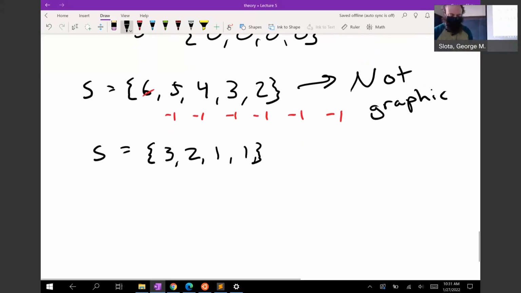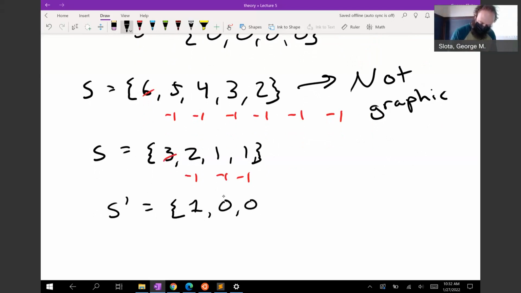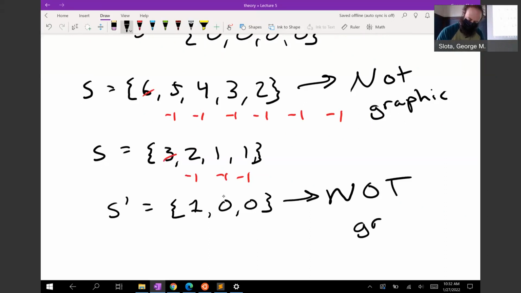Another example right here. I mean, we could tell right away it doesn't hit the necessary condition of the degrees summing to an even value. But now let's see what happens if we try anyways. Why not? Give it a go. Okay. Oh, wow. Checks out. Step 1 complete. Is S prime graphic? Well, we got a degree 1 and degree 0. Obviously not graphic.